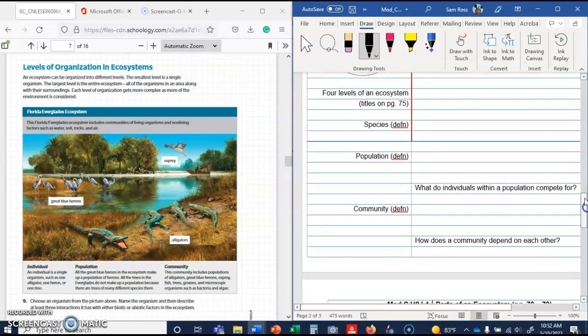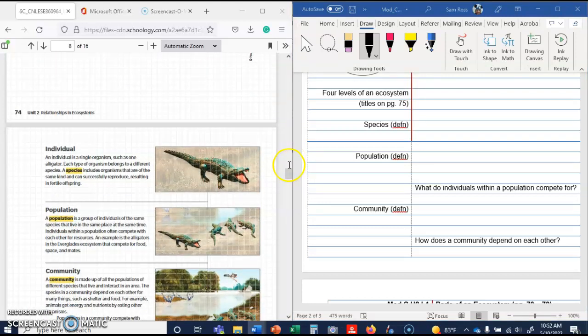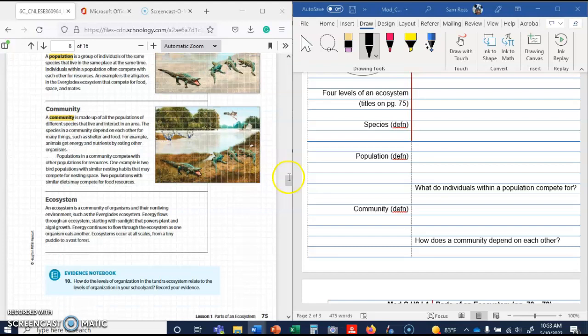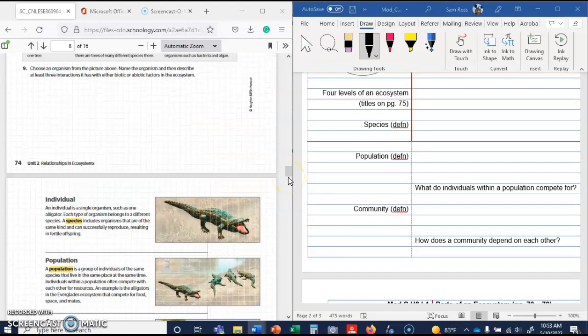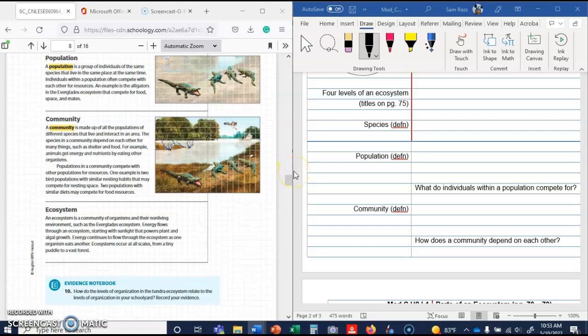Okay, so now we're on to the four levels of an ecosystem. This is on page 75, and these are the titles: individual, population, community, and ecosystem. Those are the four levels. And then we're going to define them.